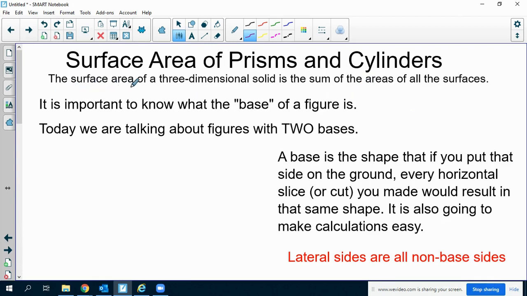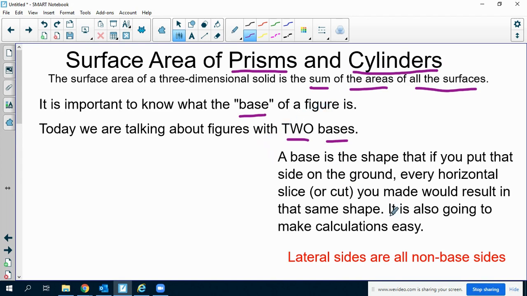Now, surface area of prisms and cylinders is the focus of this. I'm just reminding us that the surface area of a three-dimensional solid is the sum, or adding up all the areas of all the surfaces or all of the faces that we have. So in order to do that, because we're going to spend some time with the formula later, we need to know what a base of a figure is. And today we're talking about figures with 2 bases. So prisms and cylinders all have 2 bases.